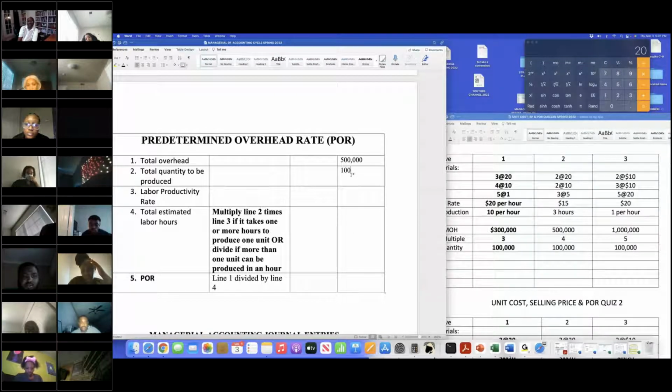Our labor productivity is what? Three. How many hours is it going to take them to make these products if it takes 3 hours per unit? 300,000. It's going to take 300,000 hours because it takes you 3 hours on each one. So what is my POR? I got 1.67.